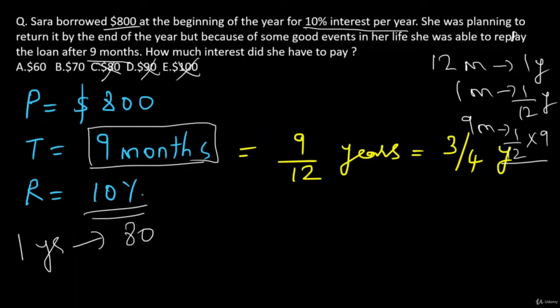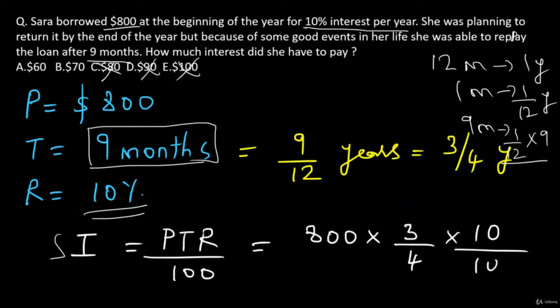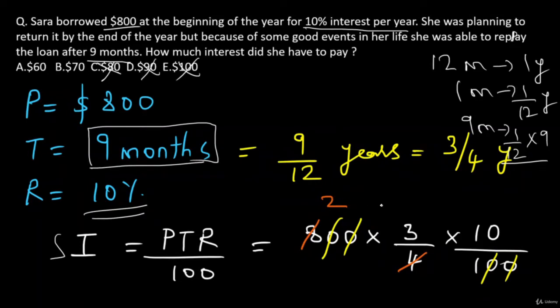Now we know that simple interest is equal to PTR by 100. Let me make some space over here. We have the principal as 800. The time period is 3 by 4 of a year, and the rate of interest is 10% per annum. Now let's plug in these values. This amounts to 800 into 3 by 4 into 10 by 100. Now let's go ahead and simplify. We have 2 zeros and 2 zeros over here, so those can cancel out, and then we have 8 and 4, so we cancel this 4 and we are left with 2 over here. So the answer is 2 into 3 into 10, which is equal to $60. So that is answer option A.